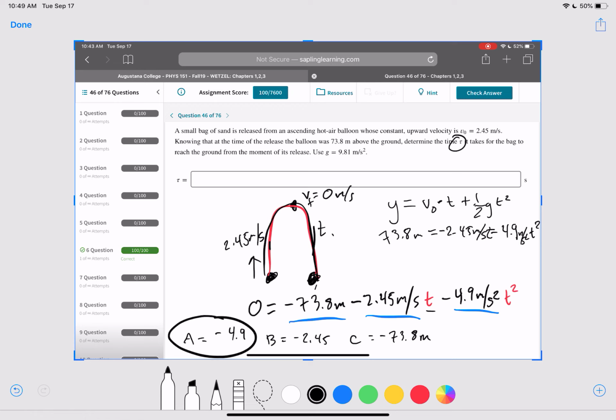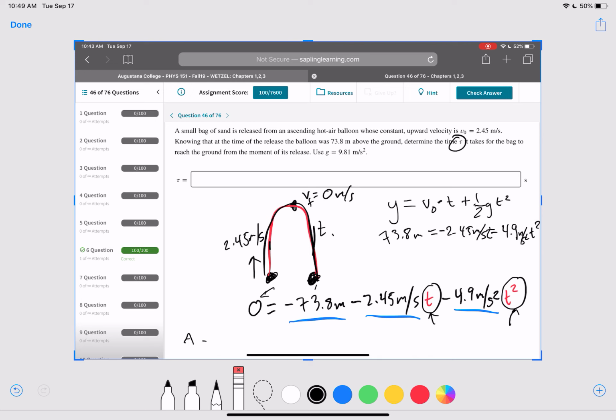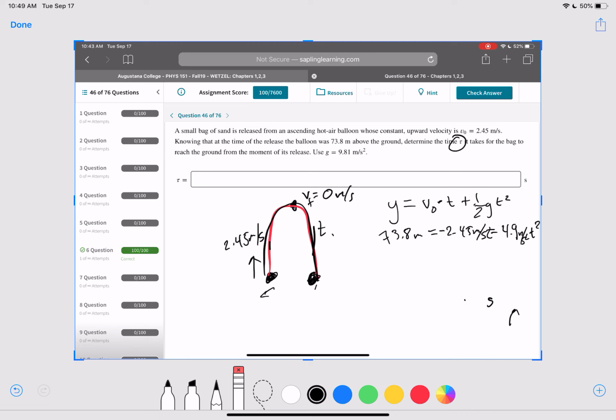Okay, so those three numbers you can plug into the quadratic formula solver and get your answer for t. That's what the quadratic formula solves: what is t, so that when you plug in a number for t, you get 0. So 73.8 minus 2.45 meters per second times what, minus 4.9 meters per second squared times what squared, will end up canceling all that stuff out and just give you 0. If you plug in those numbers, you've got your formula: the opposite of b plus or minus the square root of b squared minus 4ac, all over 2a. So you can do it manually or you can do it in the calculator. If you get good at that, that's the easiest way to solve this problem.